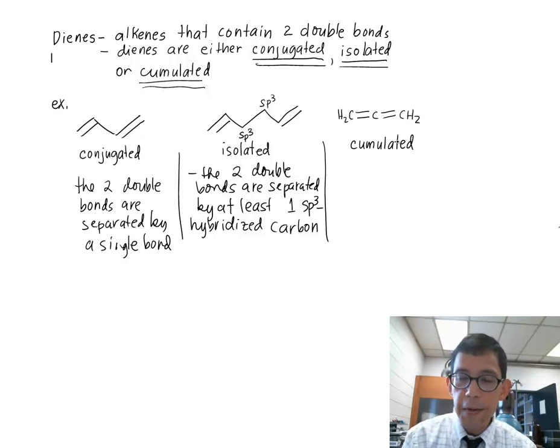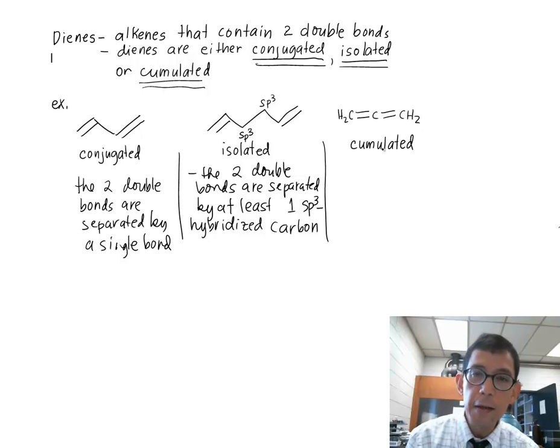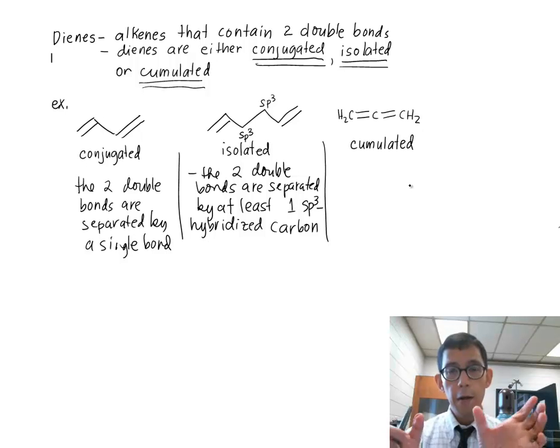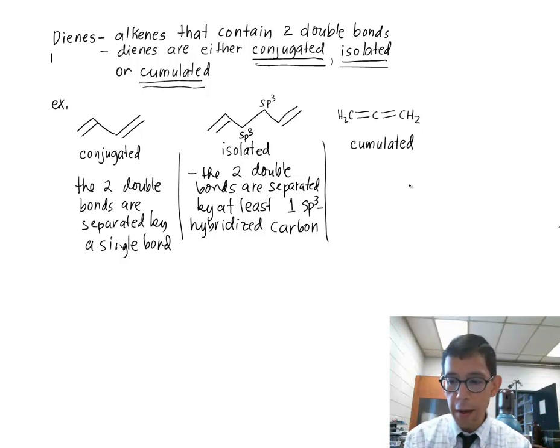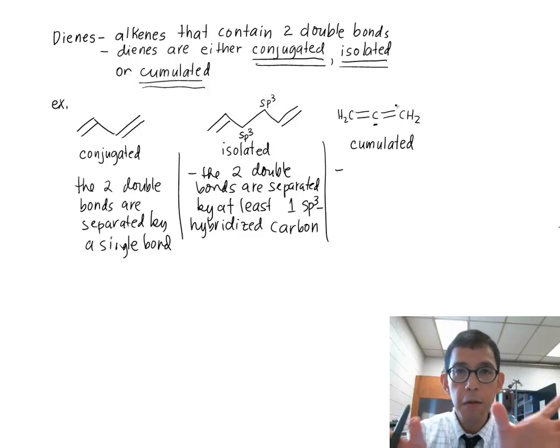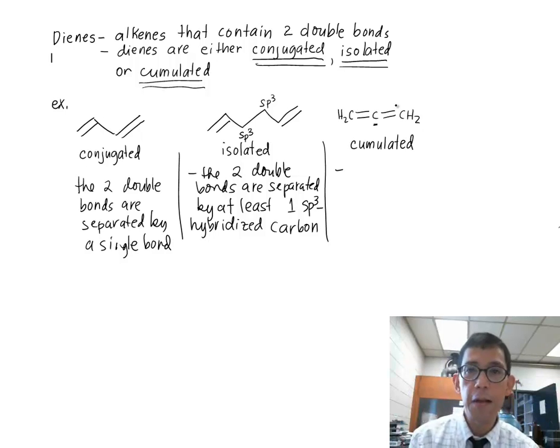And the diene on the right is an accumulated diene. An accumulated diene is one where the two double bonds are right next to each other. So look at the carbon in the middle. You have a double bond to the left and a double bond to the right. So the double bonds are right next to each other, and that's what makes it an accumulated diene.